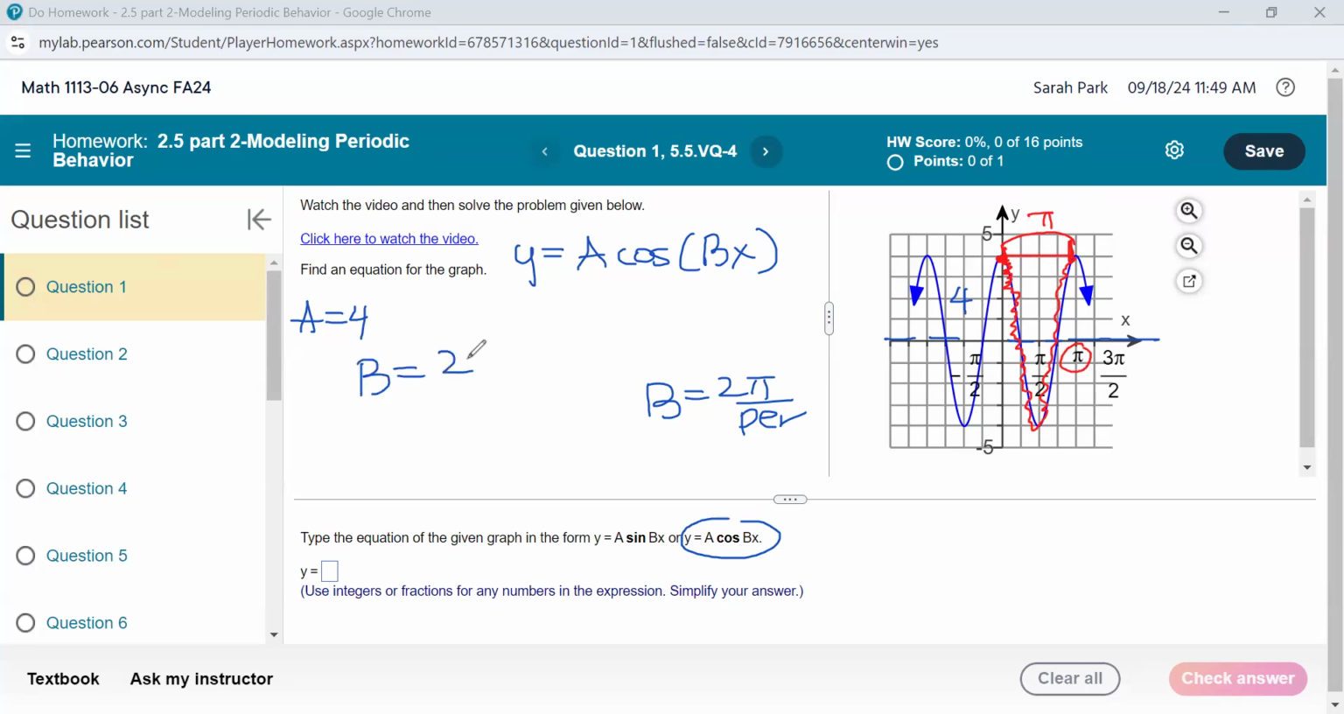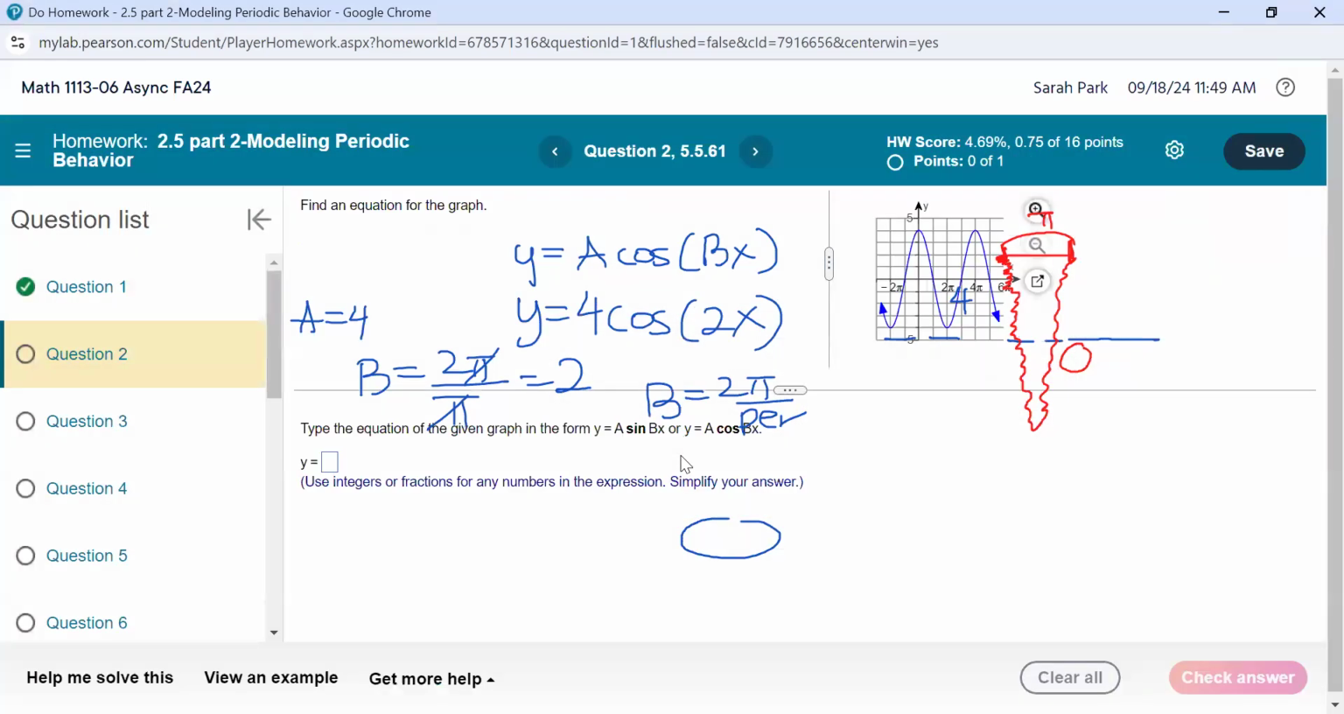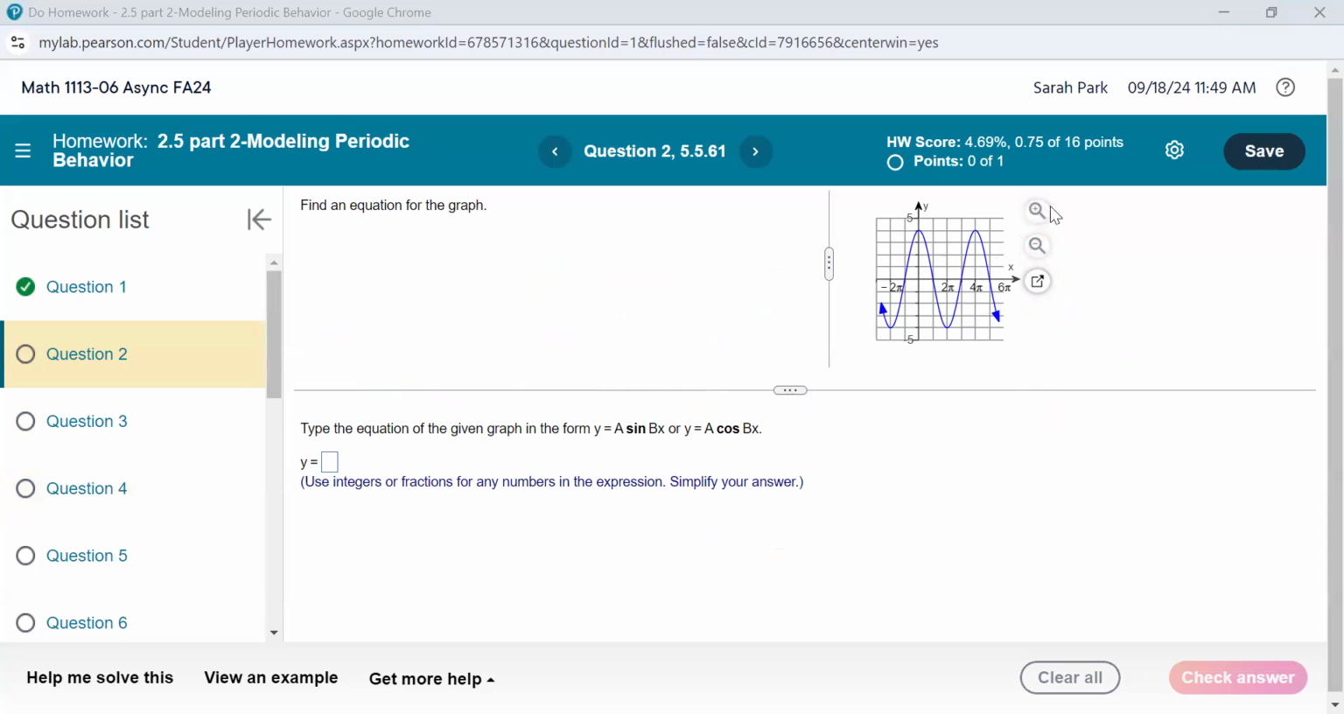And so you have B is equal to 2 pi over the period, which is pi. And here that cancels out. So B is 2. So you have y is equal to 4 cosine of 2x. Let's type it in to see if we have that correct. Oops. Forgot the 4. Okay, let's try. This one looks similar, so maybe. Actually, we'll do this one too.